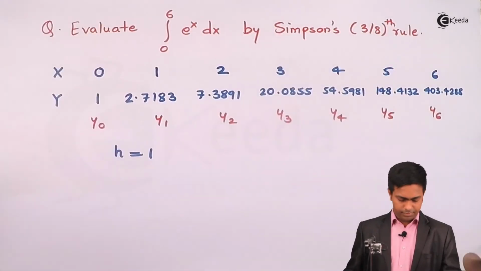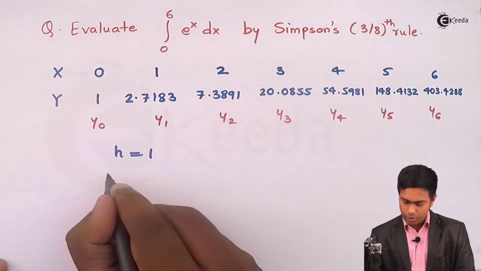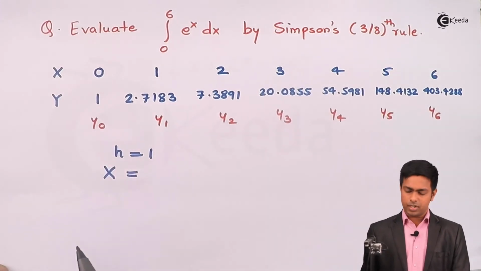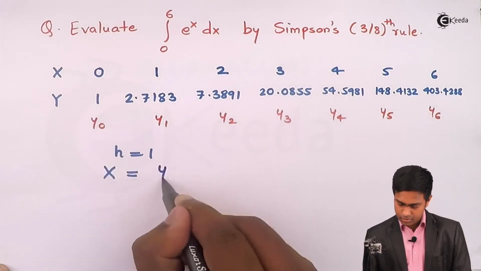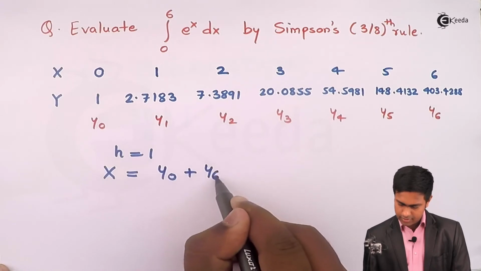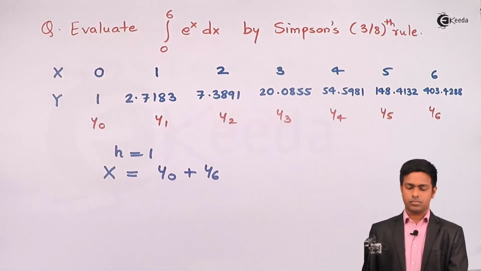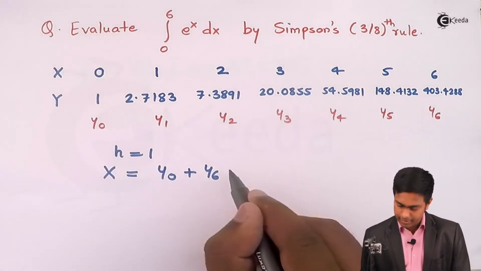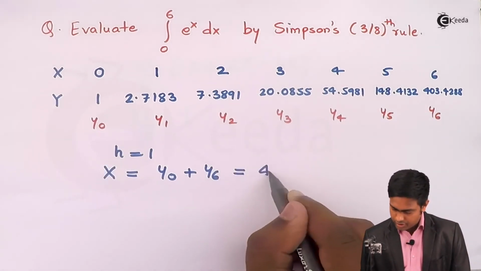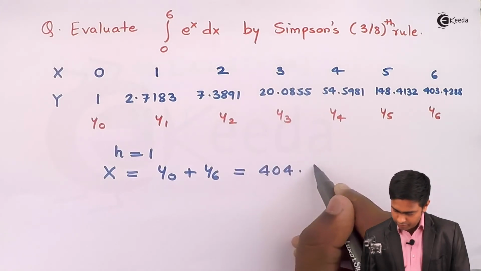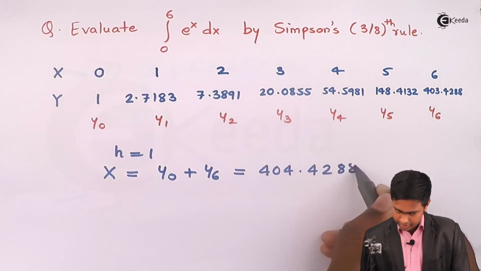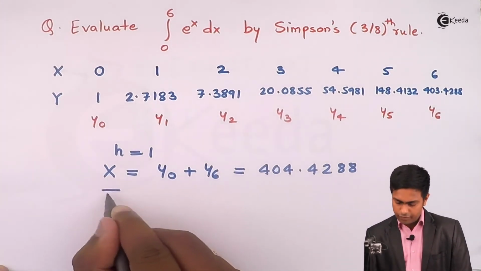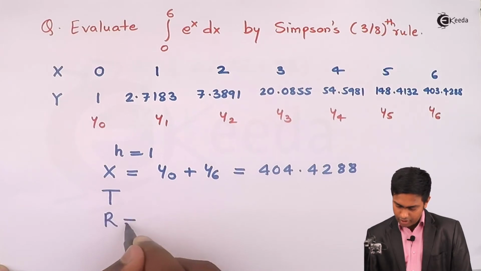Here I'll say the value of X is equal to the sum of extreme ordinates. So it will be the sum of y0 and y6, that is y0 plus y6. Now if I add y0 with y6, we'll get 404.4288. Next, let's find out the value of T, and in the end let's find out the value of R.